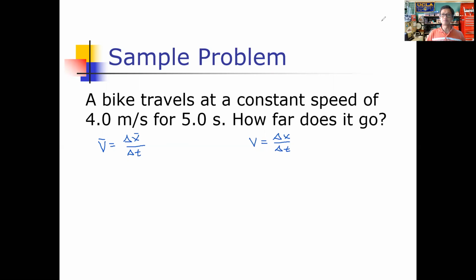Let's take a look at this problem here, and let's analyze what we were given. So we are told that we have a bike moving at this speed. Now, if they don't tell you that it's speed, you can look at the units here and reach that conclusion as well, because the units here are meters per second, length over time. This is a speed. Those are the units of speed, and we're given time here.